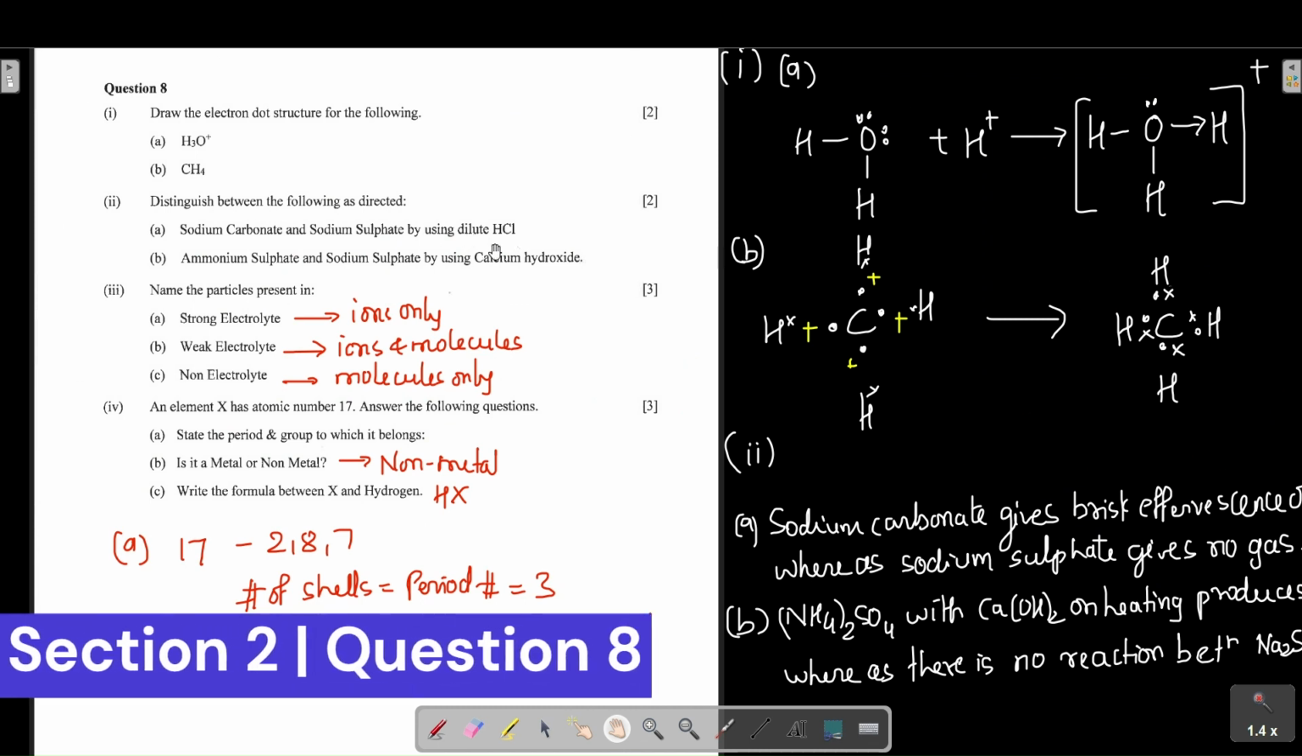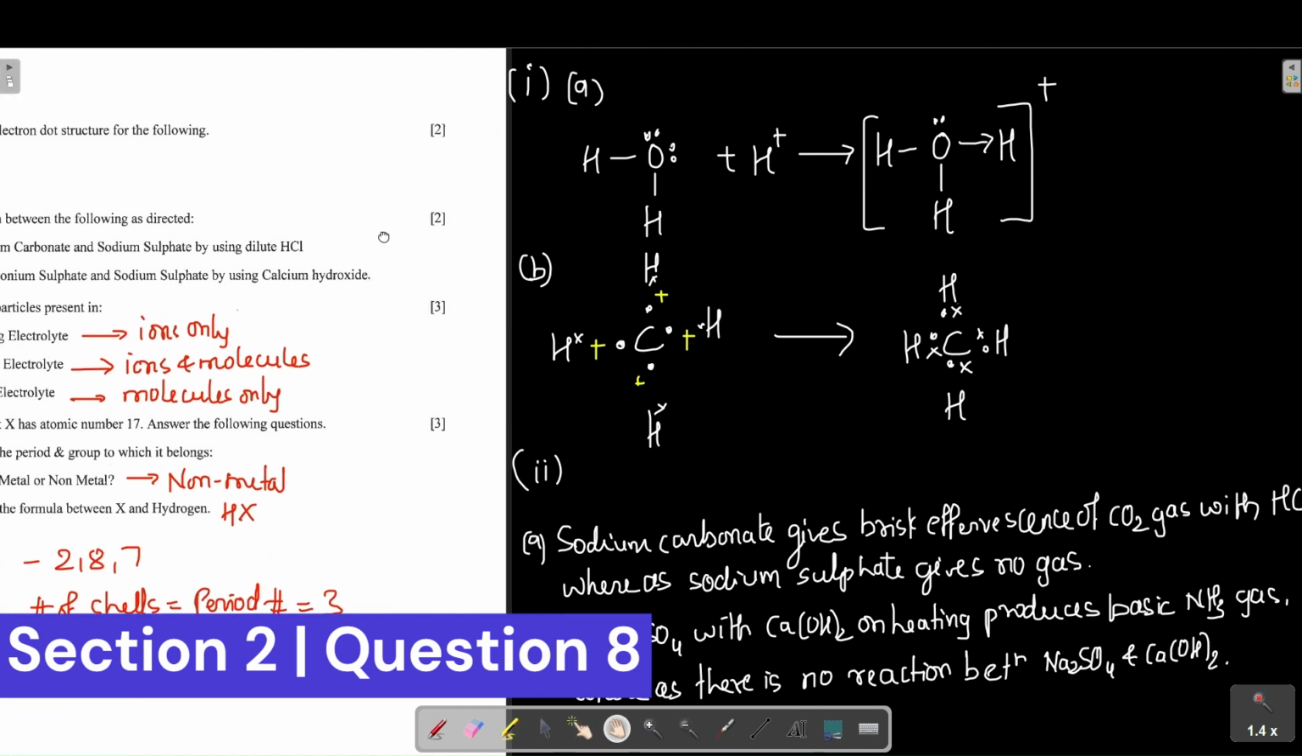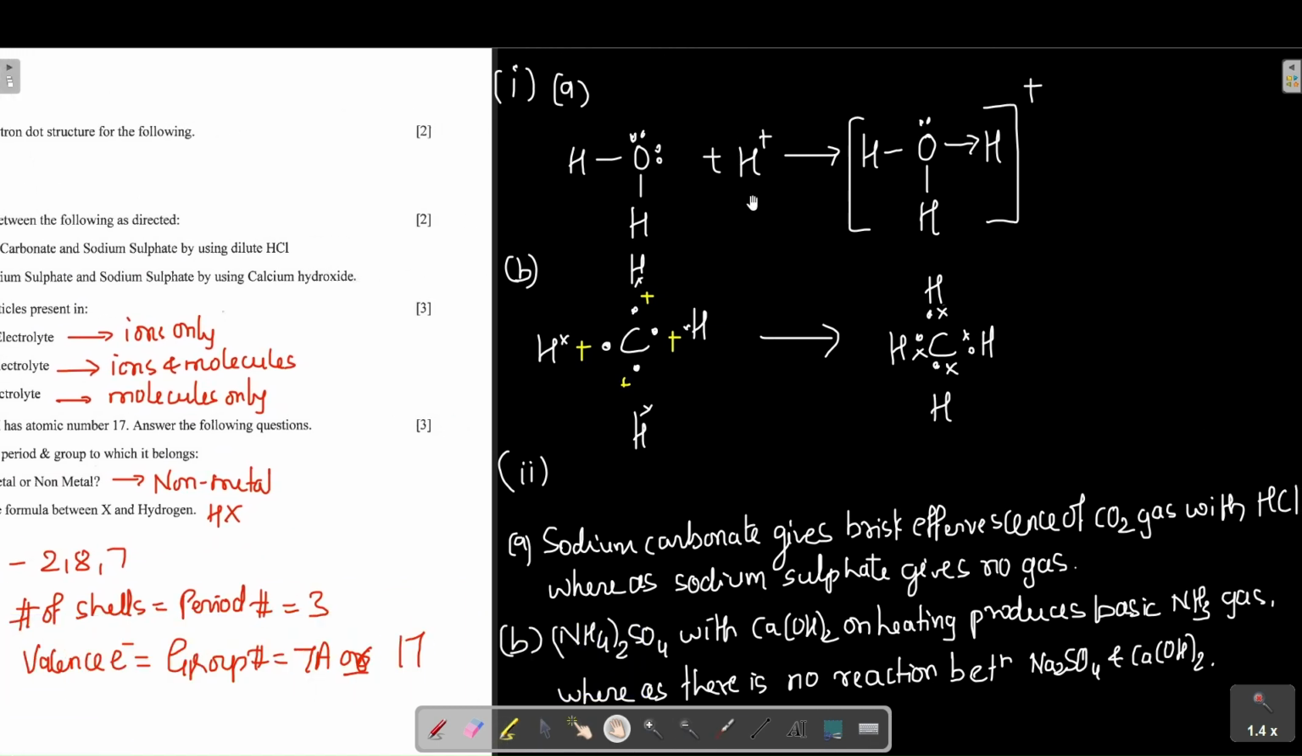Question number 8, last question. Draw the electron dot structure of the following. H3O plus, the hydronium ion. You can see it is formed by a coordinate bond. Water has 2 lone pairs. One of the lone pairs is donated to H plus, so you get the hydronium ion. You have to write the structure like this. This arrow mark shows the coordinate bond. Overall, you have to write the plus charge. So it contains both covalent as well as coordinate bonds.